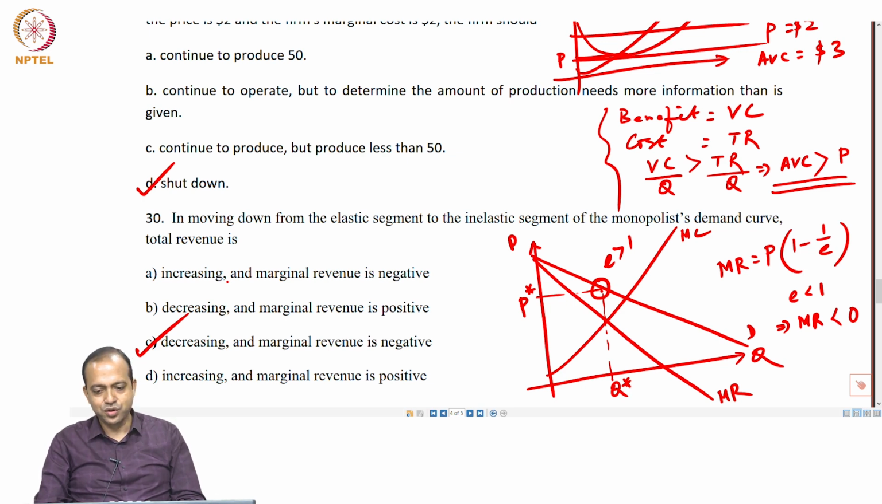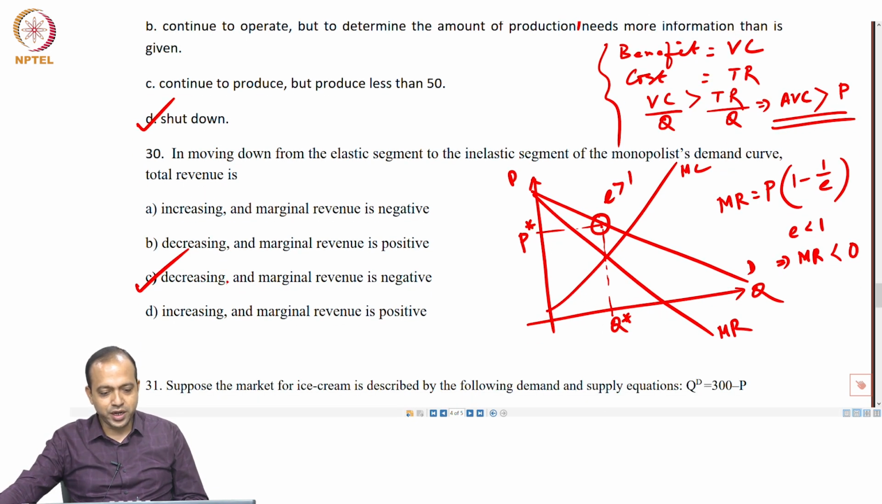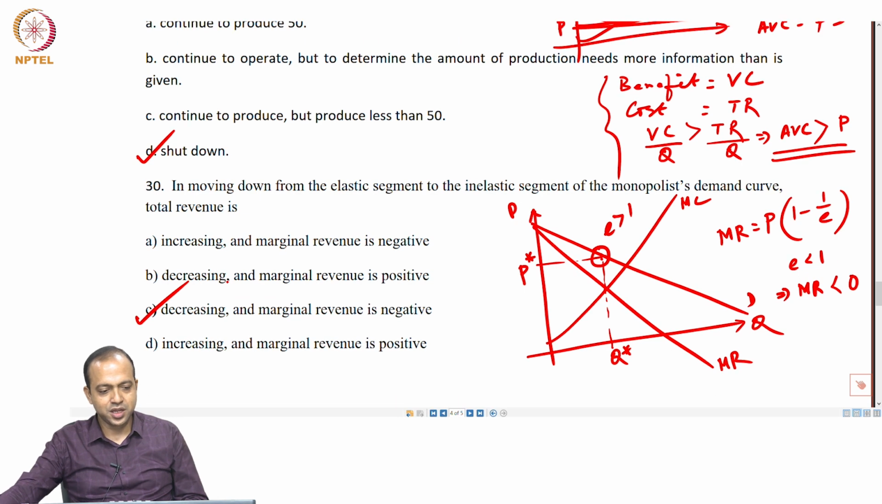So, monopolists must always operate in the elastic region of the demand curve. By going down, you are actually reducing your total revenue, so you must operate in the elastic region.